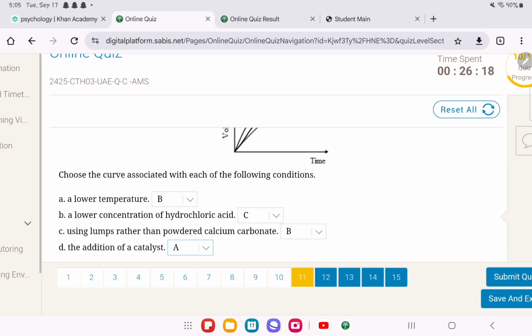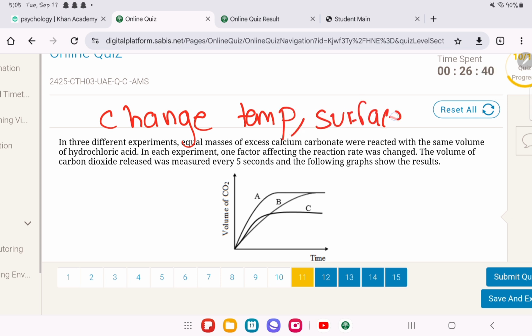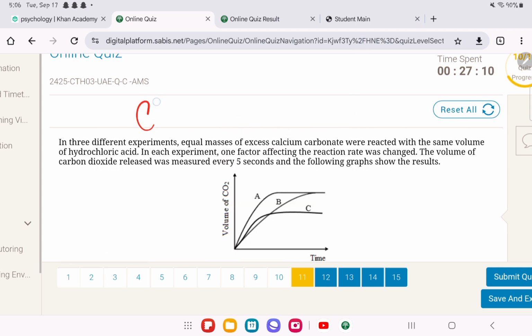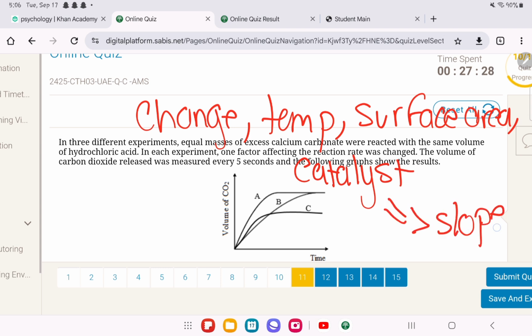As a quick summary, I would like to say, if you change the temperature, the surface area, or if you put a catalyst, the only thing that is gonna be affected is the slope, not the plateau. So the plateau isn't affected.